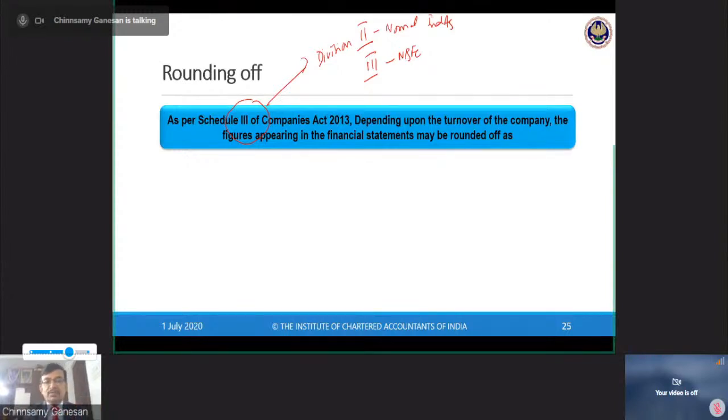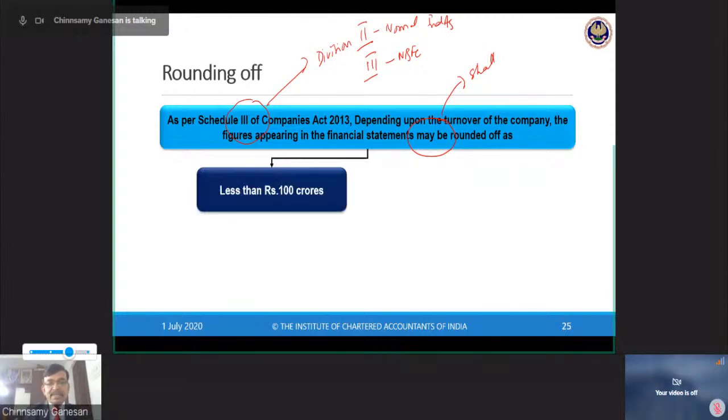Depending upon the turnover of the company, the financial statements shall be rounded off. Actually, this is wrong. "May be rounded off" is incorrect. "Shall be rounded off" is the correct one. So I tend to correct it, because this statement might have been prepared for another presentation where we were talking about the general financial statement.